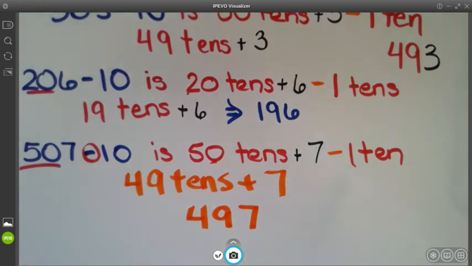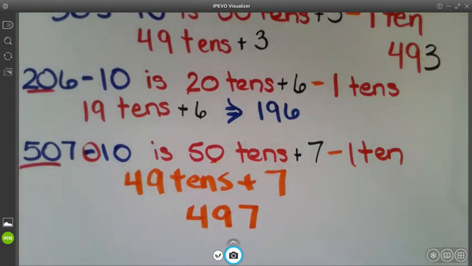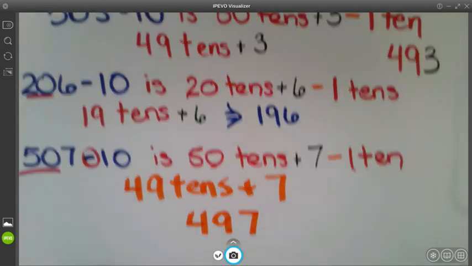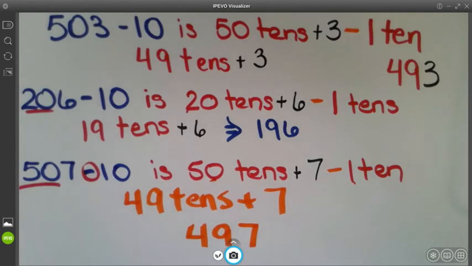Of course, if you like to count backwards using your fingers, that's always a tool. But it's just a fun way to use those mental math strategies to add and subtract tens when you don't have a sheet of paper. And it's nice and quick and easy.